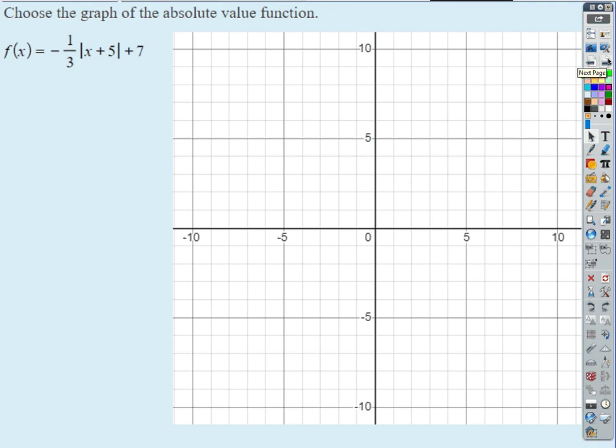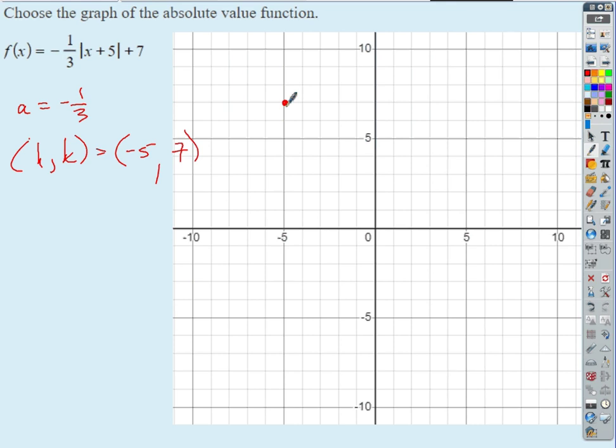About one with a fraction. What's A this time? And what's H? So -5, +7. There's our vertex. And now we've got to multiply the normal heights by -1/3, but we want to be smart about the point that we pick on our parent graph.